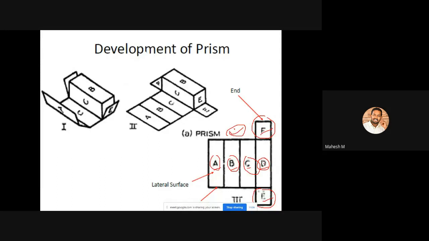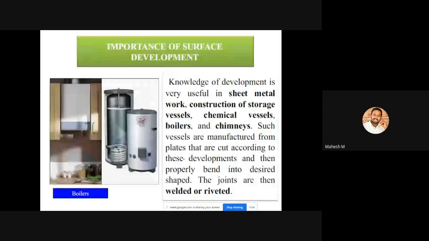Similar to that, if it is a rectangular pyramid, the diagram will look different. So we will not be creating rectangular faces. Actually, we will be creating triangular faces for a rectangular pyramid. Okay, so similar to that, we can develop all solids into different surfaces.